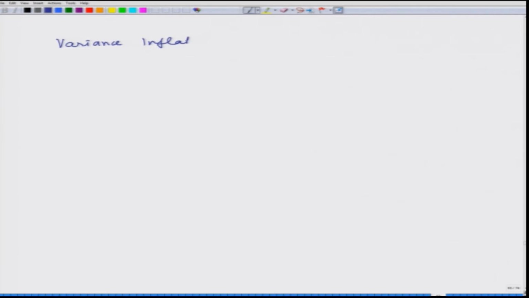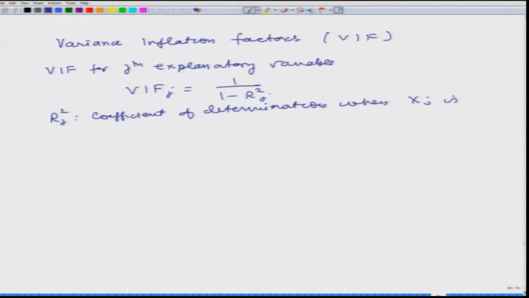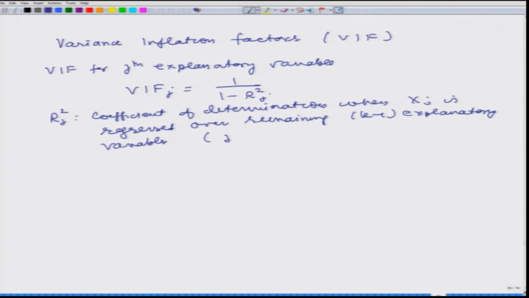One of the popular diagnostics to test for multicollinearity is to use the variance inflation factors, briefly denoted as VIF. This VIF for the jth explanatory variable is defined as VIF_j is equal to 1 over 1 minus R square j, where R square j is the coefficient of determination when the jth explanatory variable xj is regressed over the remaining k minus 1 explanatory variables. J goes from 1 to k.